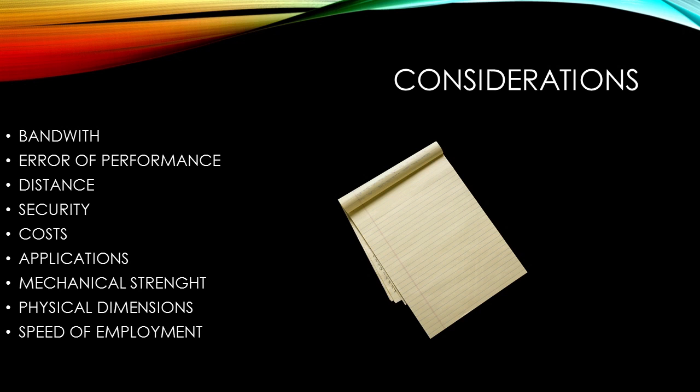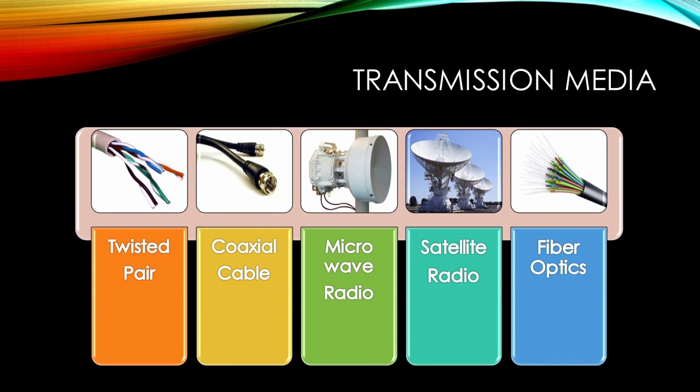An example of these are the radio antennas, which may take some time to install, but once they are in place, the time required to configure and reconfigure the connections between them can take little time. And finally, we have the speed of employment. In this video, we are going to explore 5 different transmission media. First of all, we will explore twisted pair, its characteristics, benefits, and technical issues. After that, we will explore coaxial cable, microwave radio, satellite radio, and fiber optics.